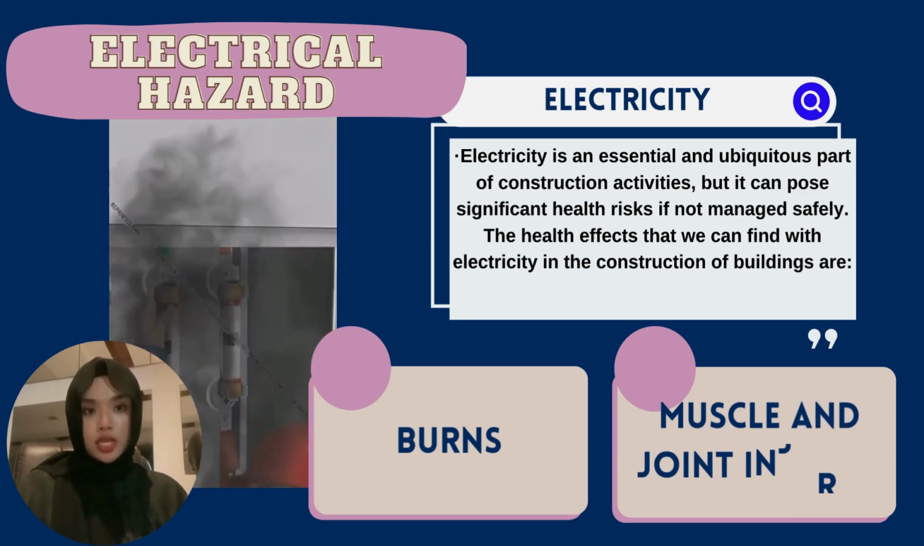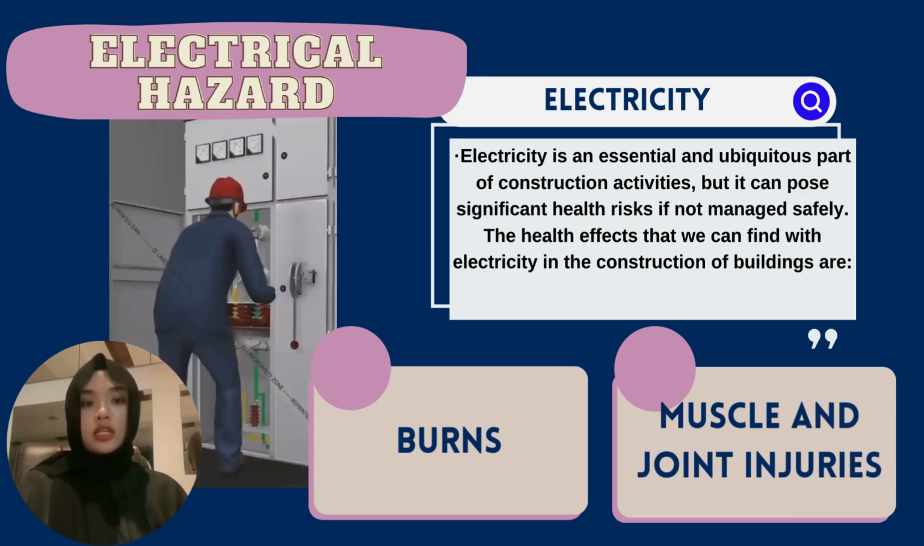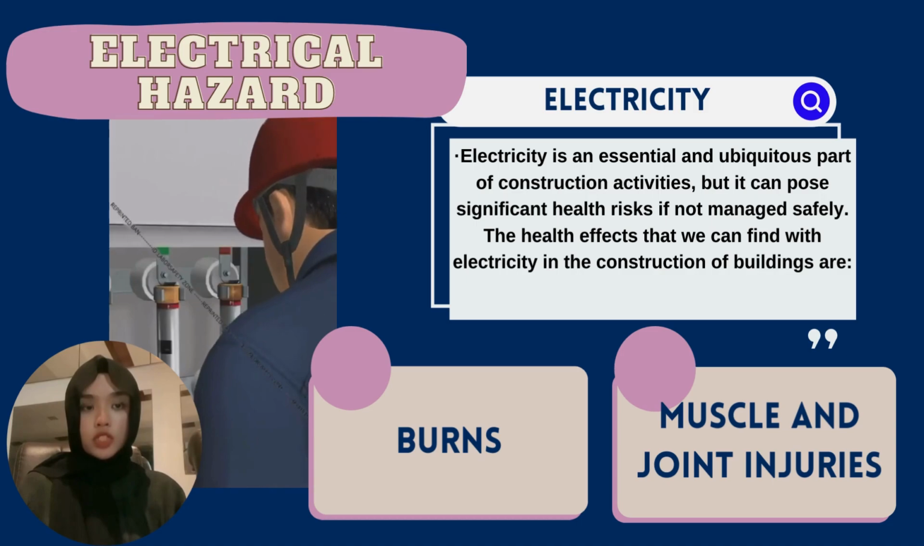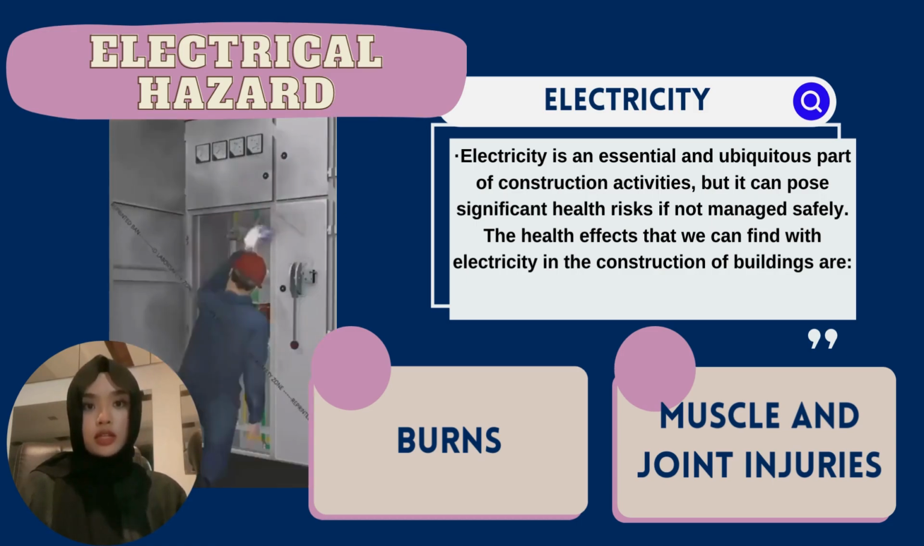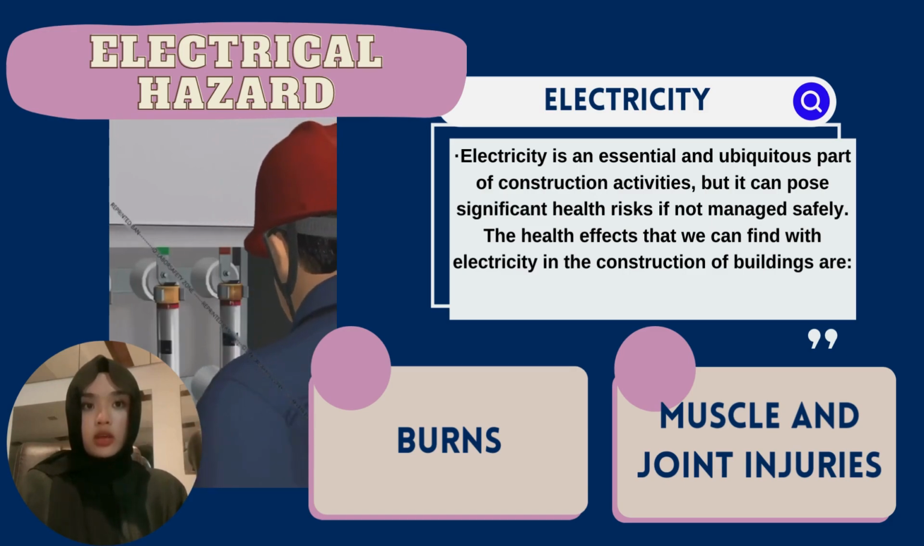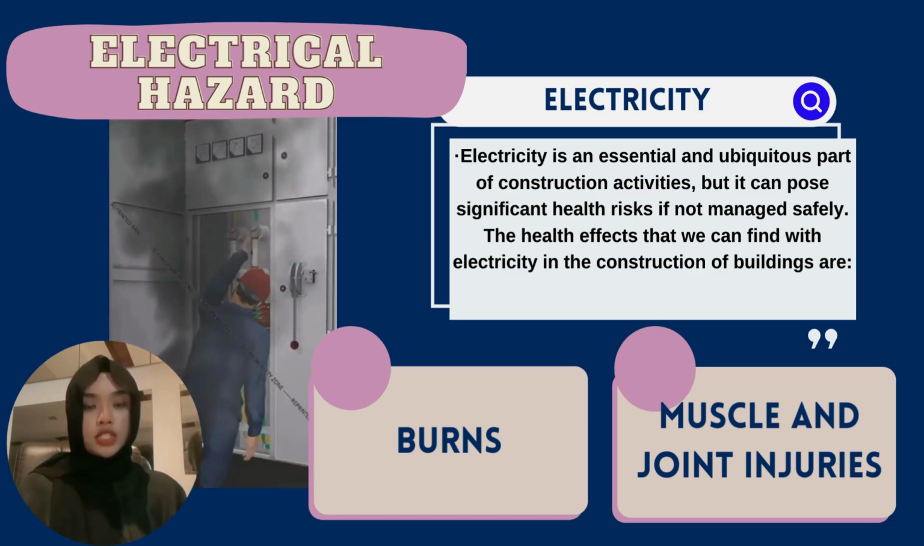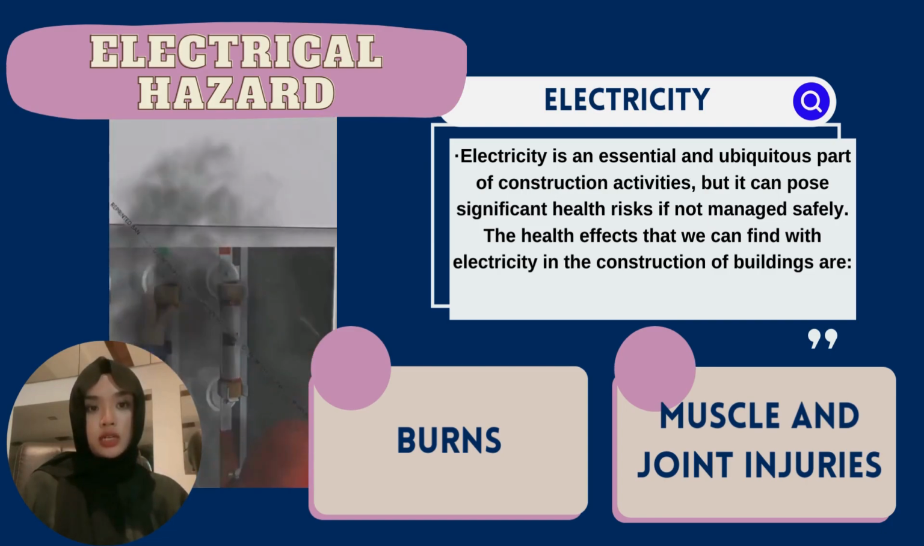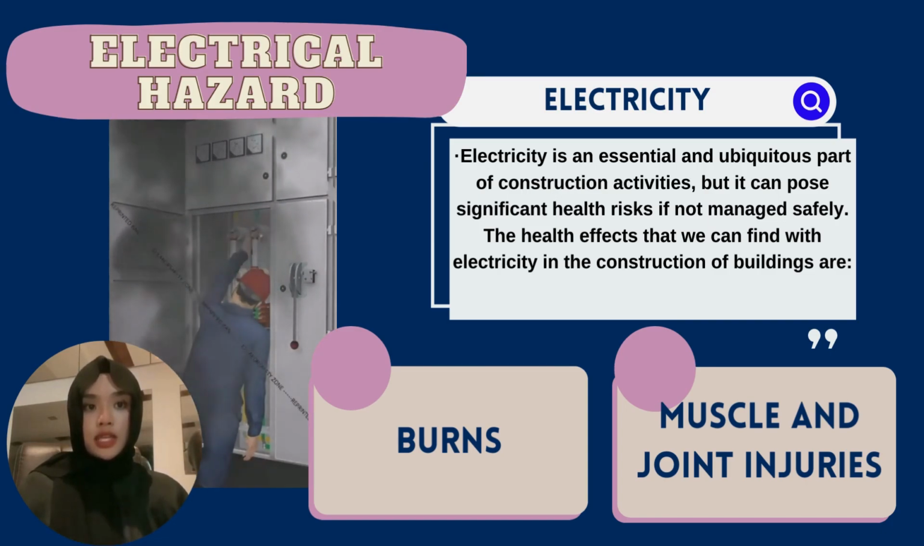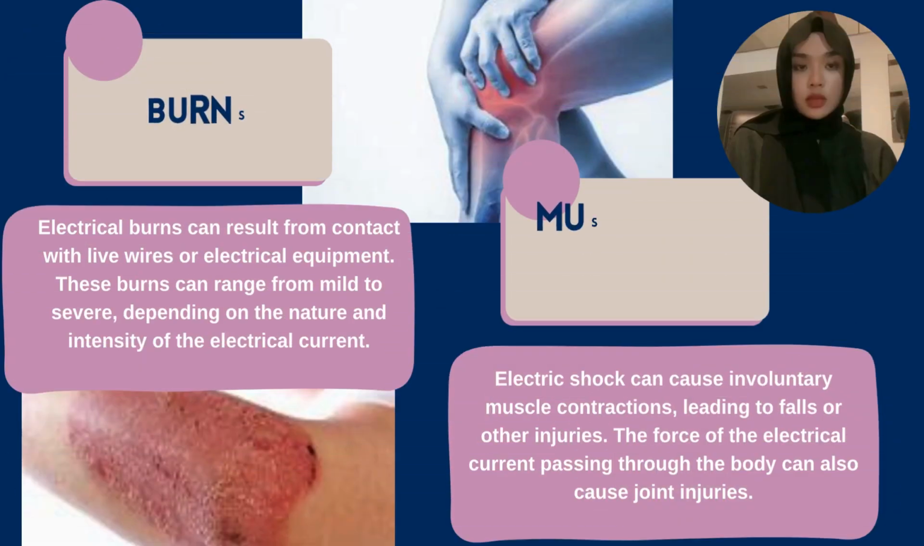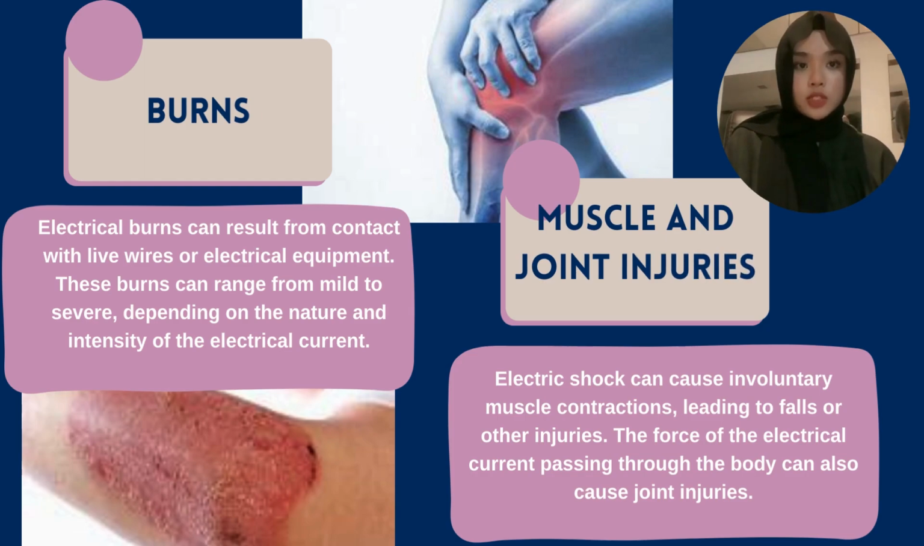Furthermore, we have electrical hazard, and the health effect is electricity. Electricity is an essential and ubiquitous part of construction activity, but it can pose significant health risks if not managed safely. The health effects that we can find with electricity in the construction of buildings are burns, and also muscle and joint injuries. Burn: electrical burns can result from contact with live wire or electrical equipment. This burn can range from mild to severe, depending on the nature and intensity of the electrical current.